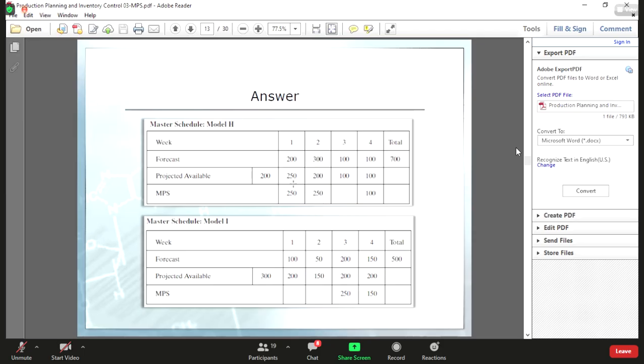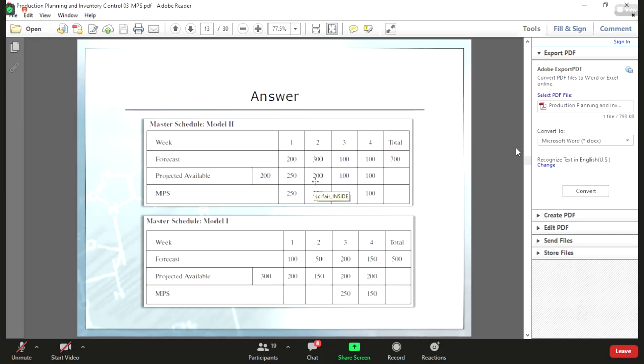Previously, we have 250 as the stock, and after that, we decide to produce 250. So in total, we will have how many units? 500 units. The requirement is only 300. So at the end of week 2, the second week, we will have 200 units of model H.